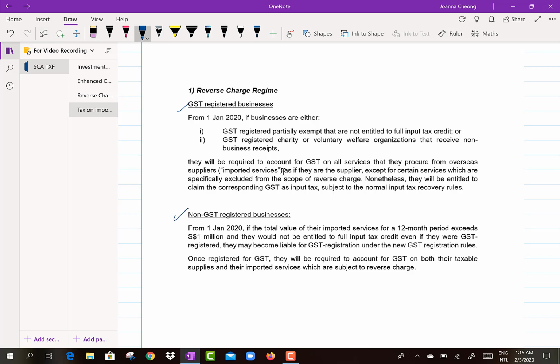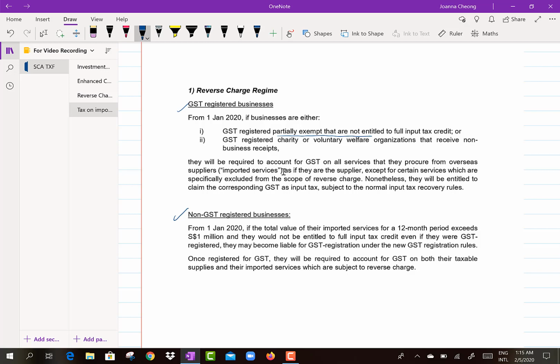So with effect from 1st of January 2020, even if you are not GST registered now, because you are already spending money to buy digital products or digital services from overseas, you might be liable to be registered for GST. So please take note. So who are those people who need to apply the reverse charge method in order to collect GST whenever they procure digital services from overseas? We have GST registered businesses who are partially exempt, that are not fully entitled to claim the input tax credit.